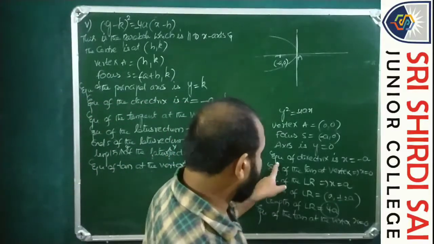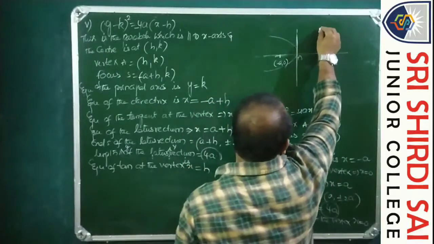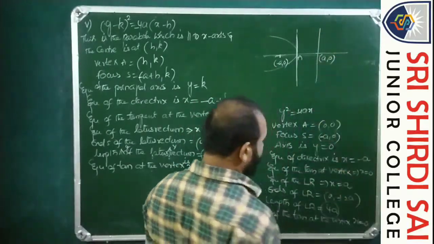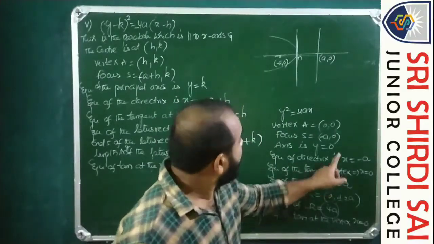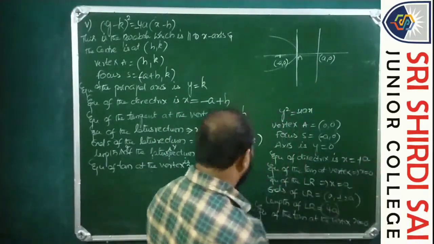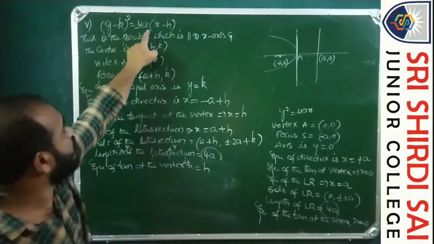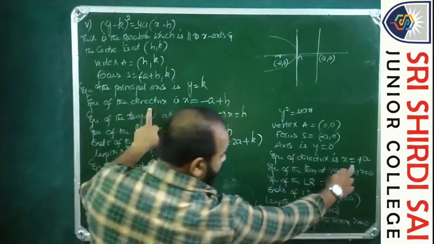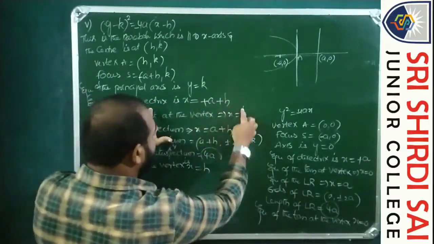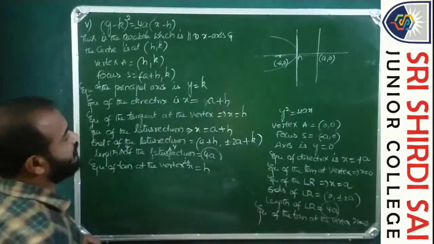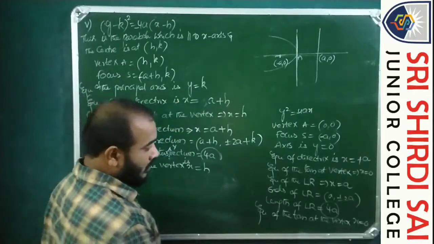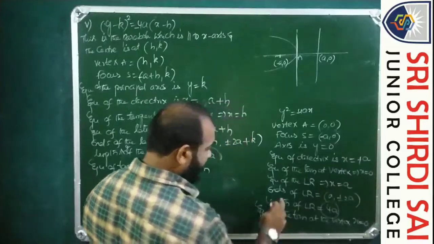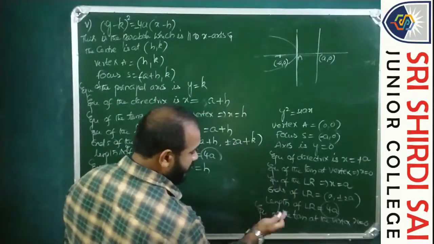And equation of the directrix is, this is the equation of the directrix. If the focus is minus a comma 0, this is a comma 0. That's why the equation of the directrix is x equals to plus a. For this y minus k whole square equals minus 4a into x minus h, equation of the directrix is plus a plus h. So a plus h. Now equation of the tangent at the vertex we have written earlier, okay, right?